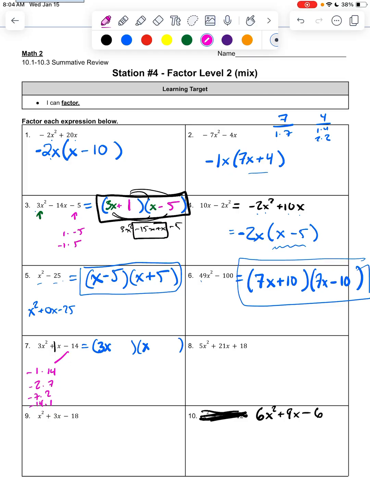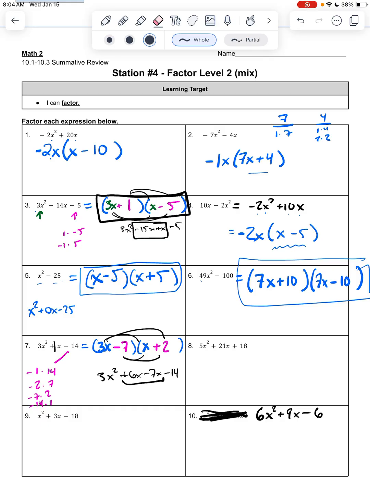So let's see what happens if we put negative 7 here and we put plus 2 here. If I multiply this out, I get 3x squared plus 6x minus 7x minus 14. Oh, that's a negative 1x. Okay, so we have an issue, that did not work. Let's find a different solution.